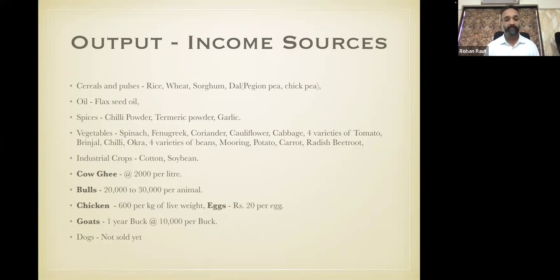I sell cow ghee at the rate of 2000 per liter. Bull calves, bulls generally at 20 to 30 thousand per animal, according to the age, height, and other characteristics. I sell chicken at the rate of 600 per kg of live weight. Eggs I generally sell at 20 rupees per egg, and we sell them in 24 numbers, meaning we sell only a tray of eggs.